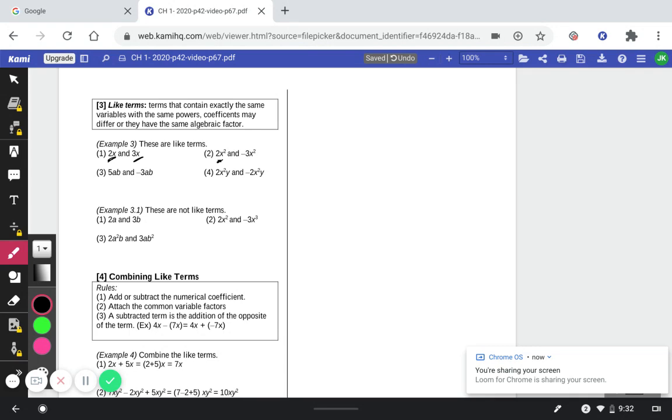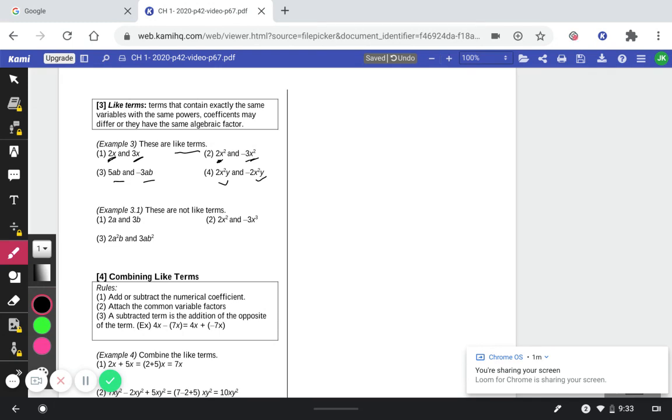And 2x squared and negative 3x squared are like terms because the letters and power are exactly the same, but the numbers are different. So they are like terms. 5ab and 3ab, negative 3ab are like terms. 2x squared y and negative 2x squared y are like terms because both of them contain x squared y.